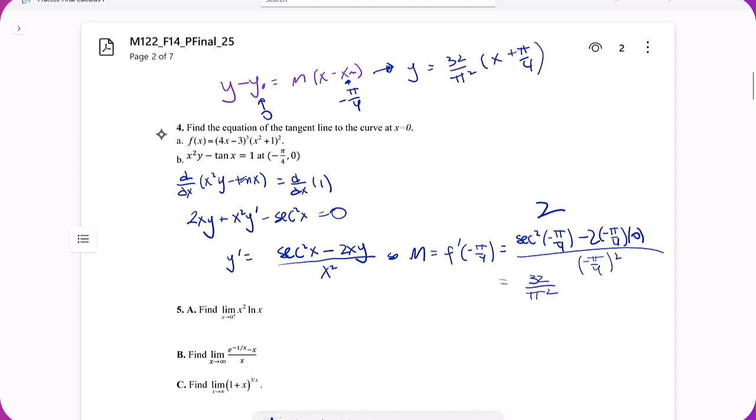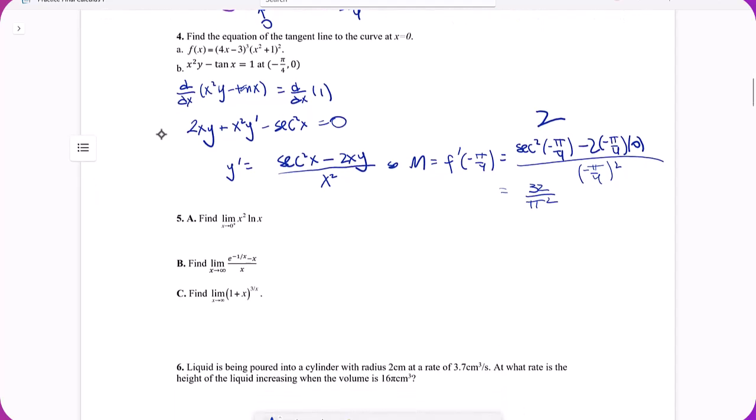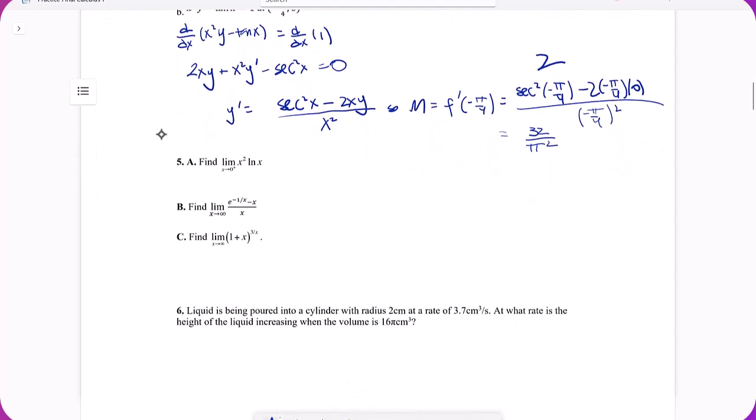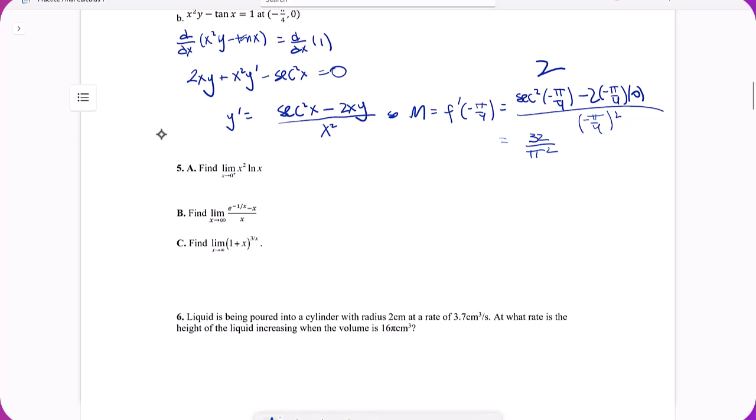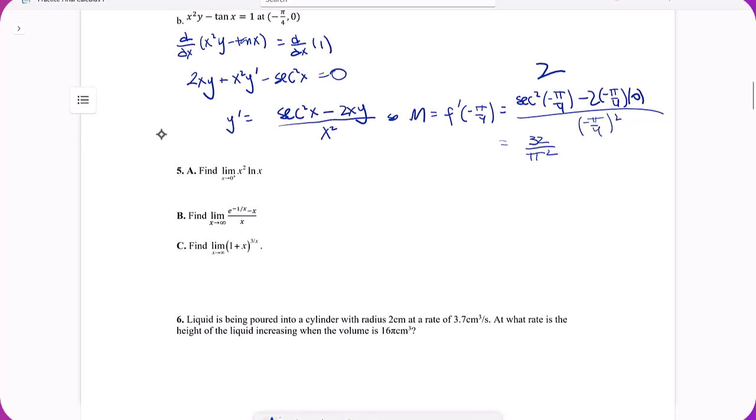Alrighty, let's keep going. Number 5, we're looking at L'Hopital's rule, most likely. How do we know? When I plug in 0 for x, I get 0. When I approach 0 for ln, we know it's negative infinity. So this is definitely a L'Hopital situation. We have to decide how to use L'Hopital, and L'Hopital only works for quotients. So what are we going to bring down, the ln or the power? Definitely the power, not the ln.